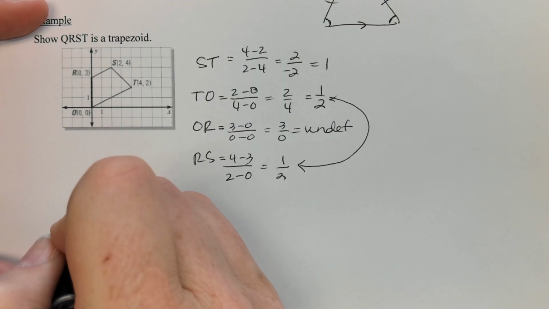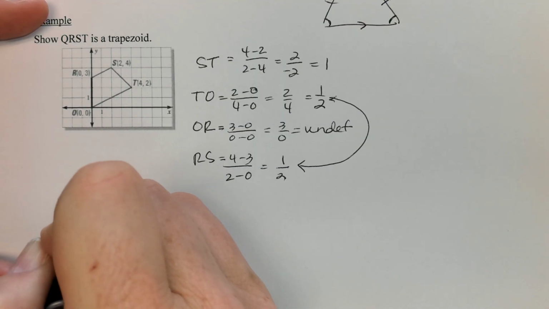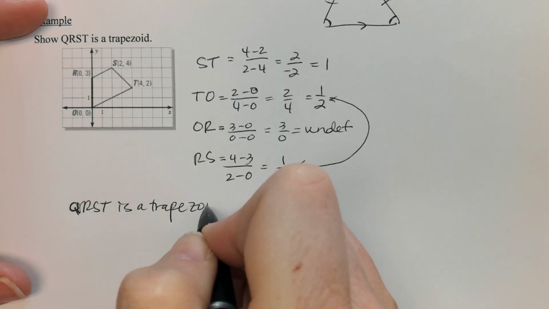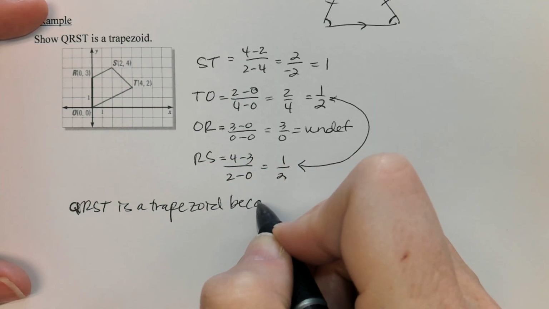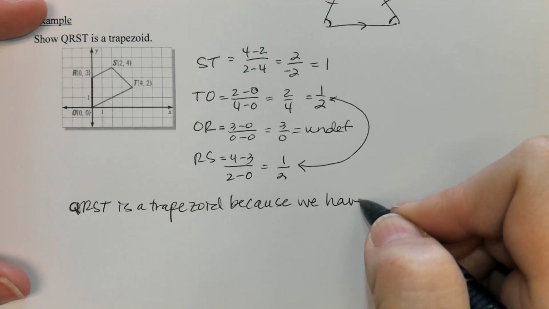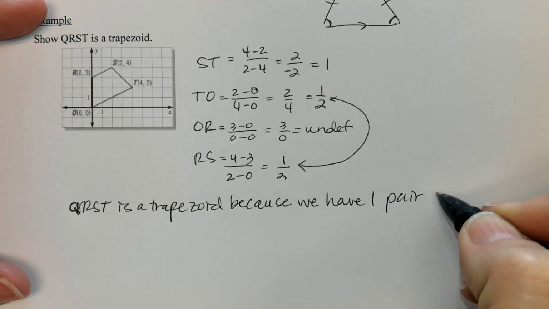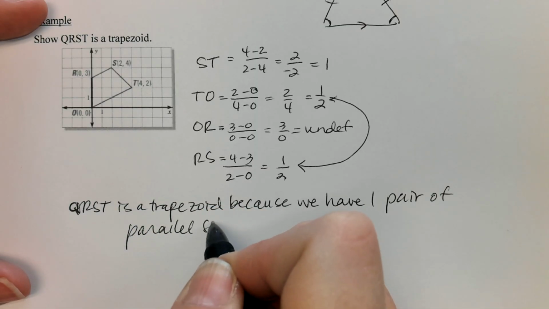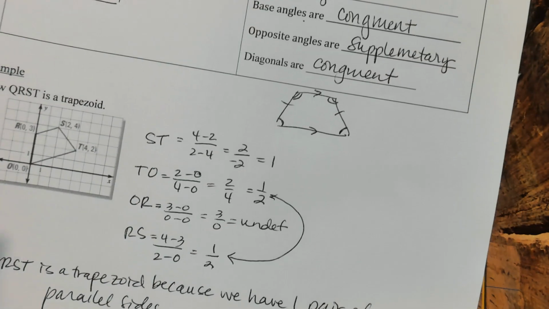So QRST is a trapezoid because we have one pair of parallel sides. All right.